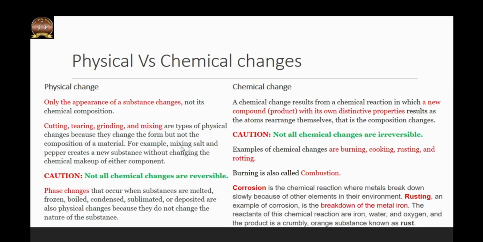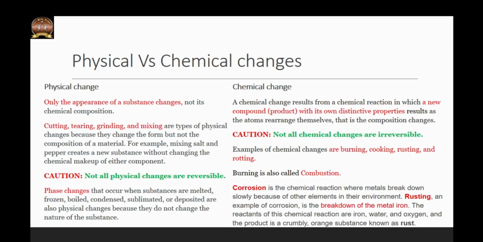For example, if you mix salt and pepper, you get a mixture of salt and pepper, but the salt would still taste salty and the pepper would still taste peppery. This is because the chemical composition or the molecular composition of the salt and pepper does not change by simply mixing them together. Do take note that not all physical changes are reversible.